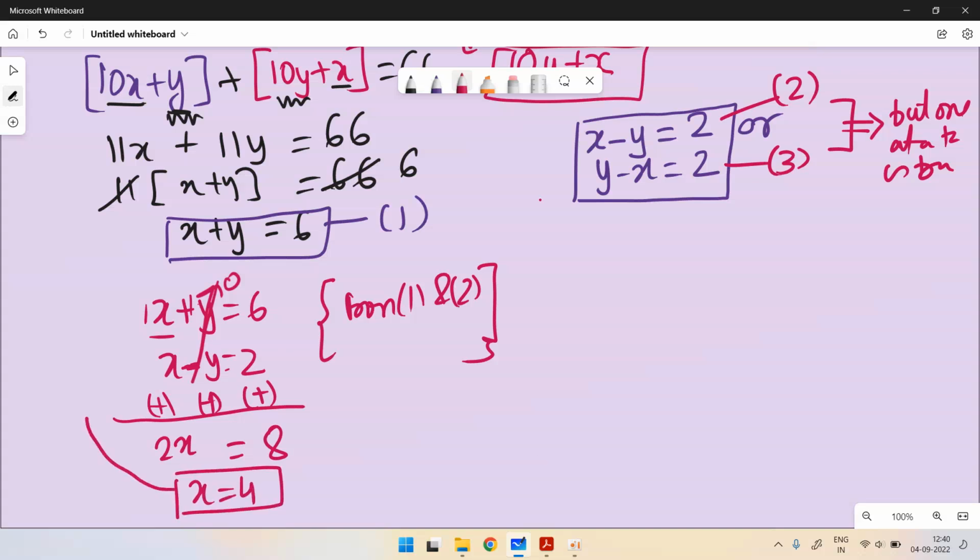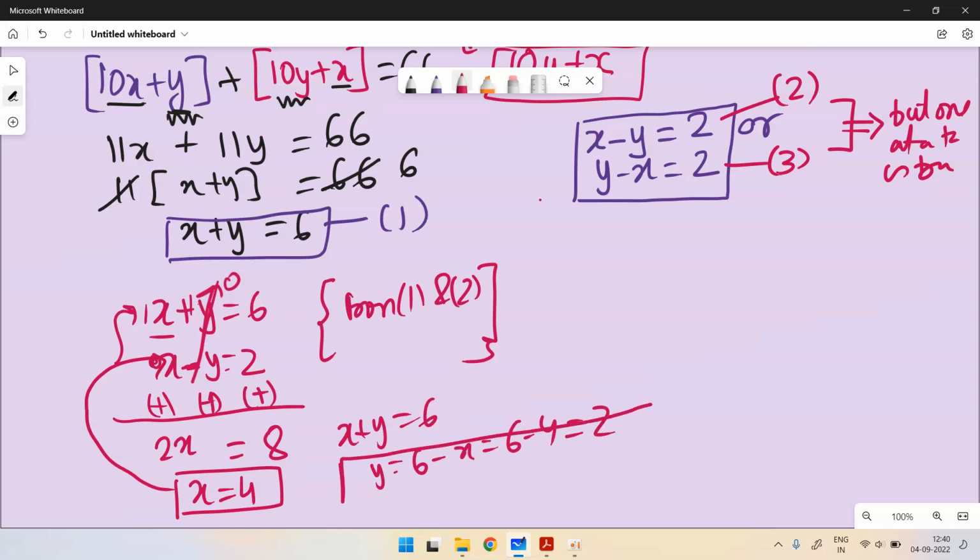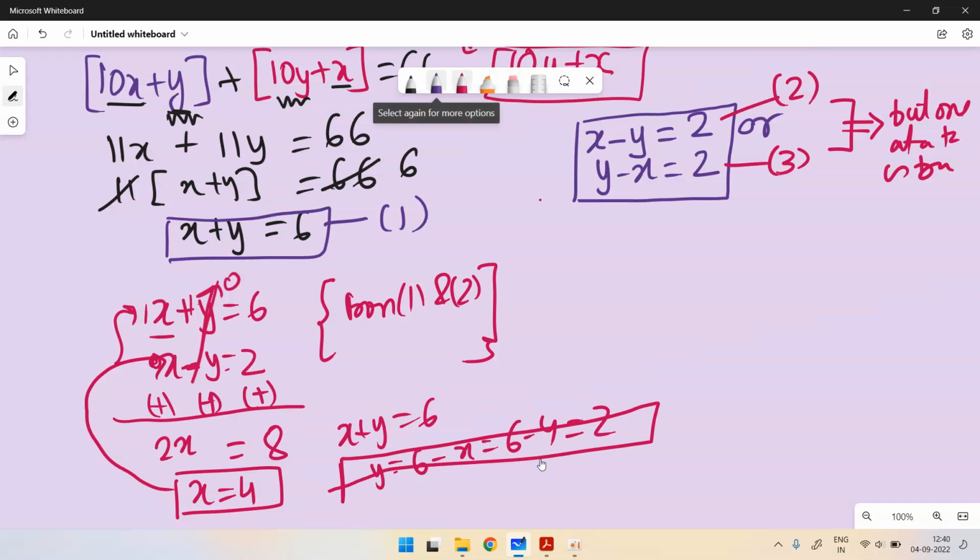And if you substitute this value of x directly here, what does it become? x plus y equal to 6, y equal to 6 minus x equal to 6 minus 4 equal to 2. So your number, in the first case, is x into y, so this is 42. This is one solution, noting that alpha is the first solution.